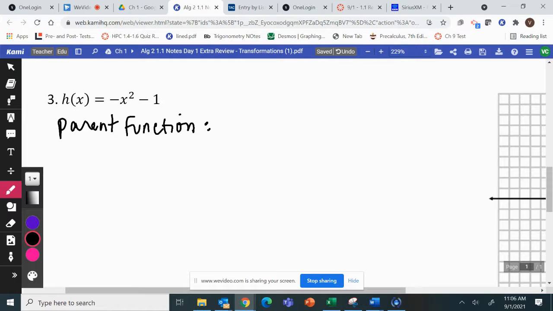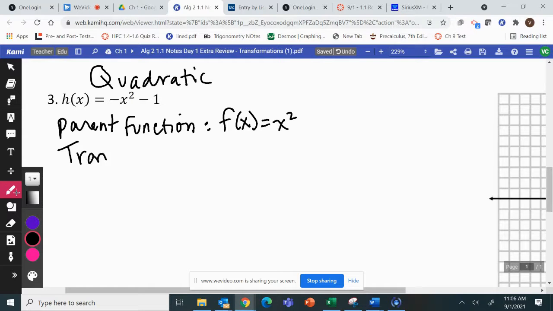Darren, do you know the parent function or the family for this? Do you know what that's called? The family name? Do you remember? Quadratic, yeah. So that's our parent function. And transformation. And I'm going to write transformations because there's actually two.